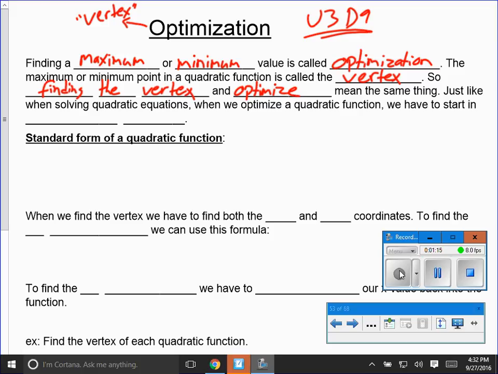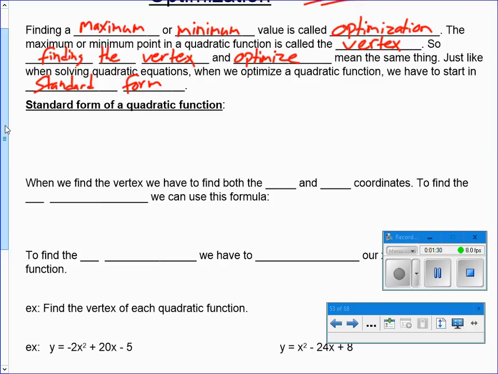Just like when we're solving a quadratic equation, if we're going to optimize, find the vertex, find the max or min, we have to start in standard form. Standard form for a quadratic function is different than an equation. It's not equal to 0, it's y equals. And then we still have our descending order, ax squared plus bx plus c.